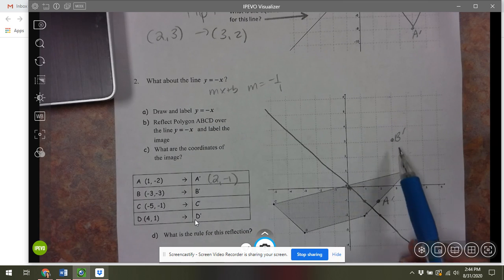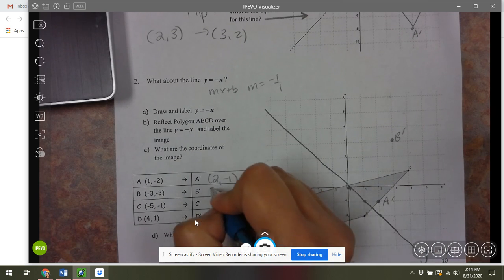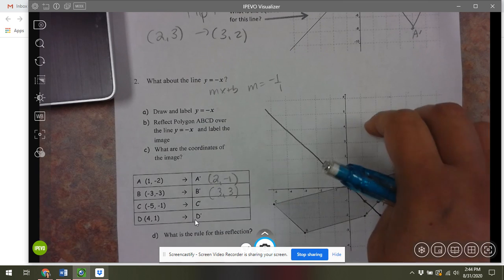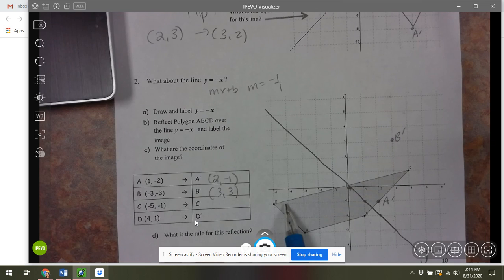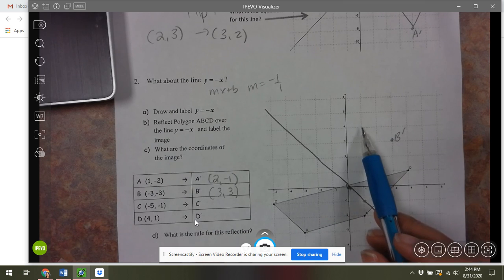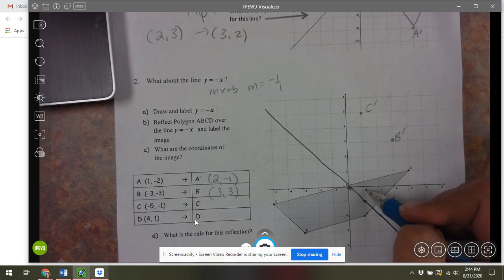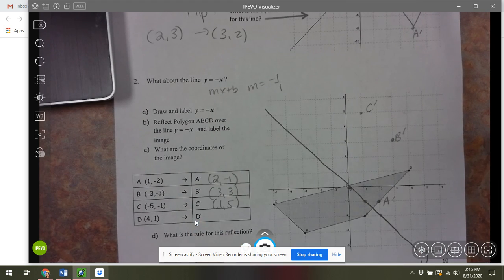So what's that point? Let me fill that in. That's the point 3, 3. For C, C is the point -5, -1. I need C to end up on the other side of the line over here. So I have to go 1, 2, 3, 4, 5, 6 moves. So I'm going to go up 1, 2, 3, 4, 5, 6 moves. C prime is the point 1, 5.